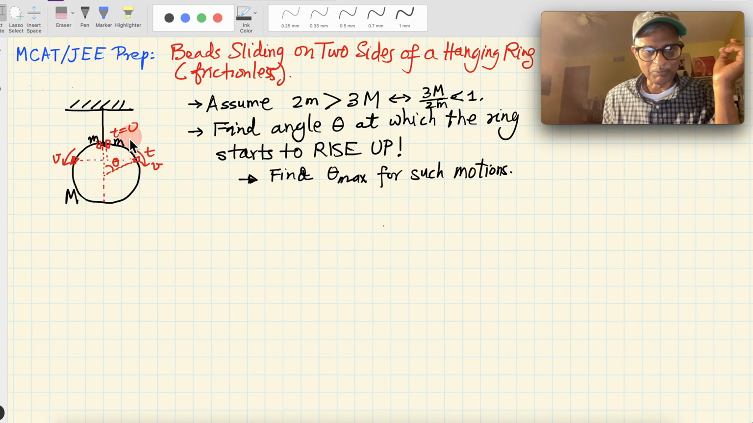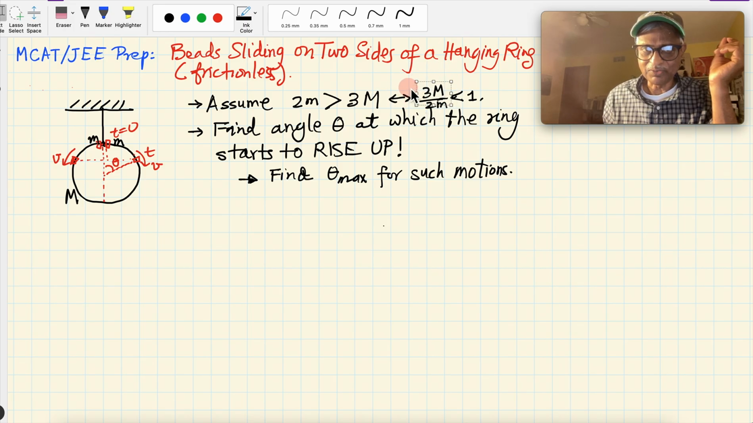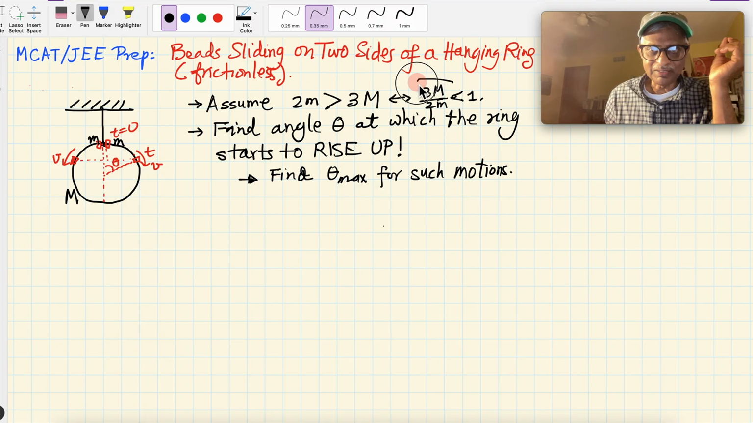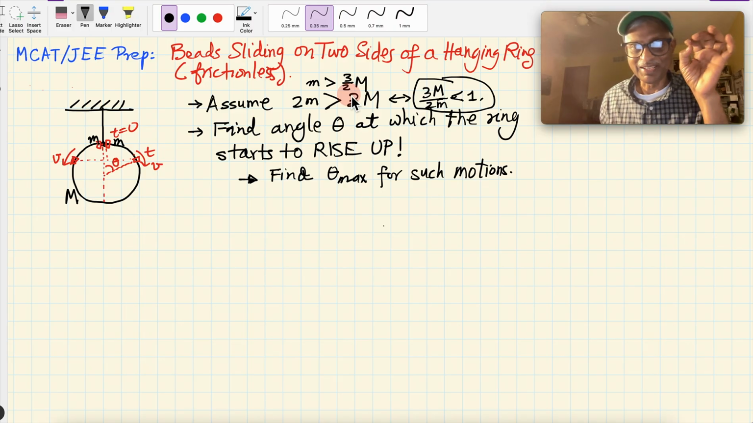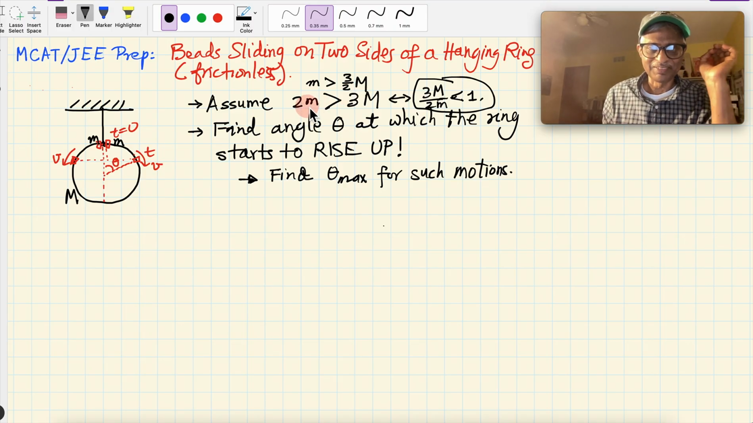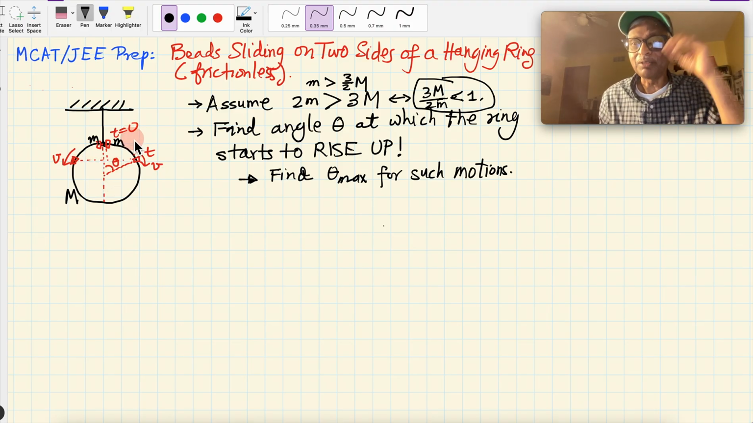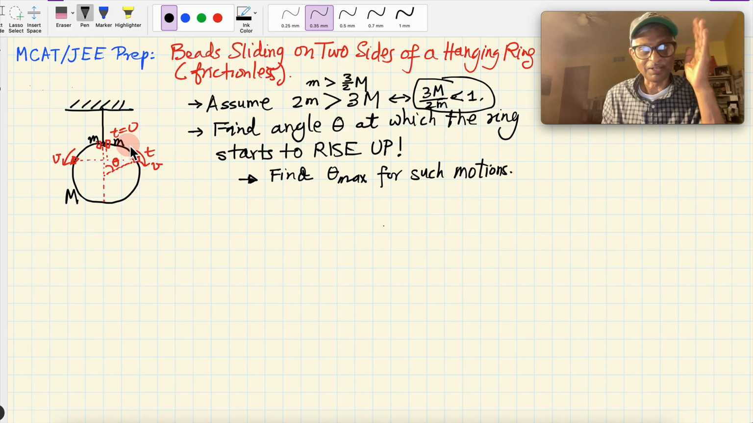What is crazy about this problem is that when these two beads slide around, if this condition is satisfied among the masses, that is, if the mass of each bead is more than 3/2 the mass of the ring, so pretty heavy beads, maybe made of lead or something, then at some point the ring will actually start to move up. This is crazy.